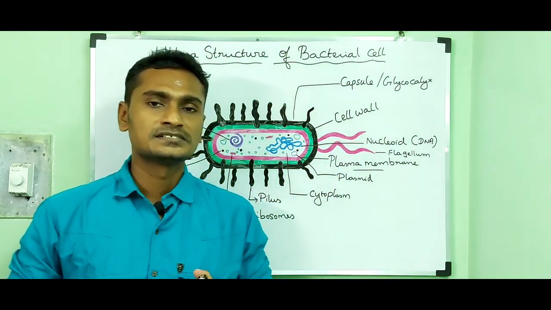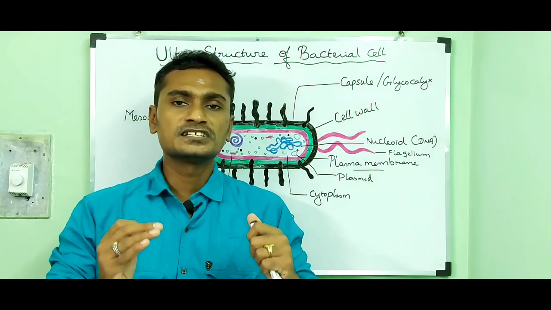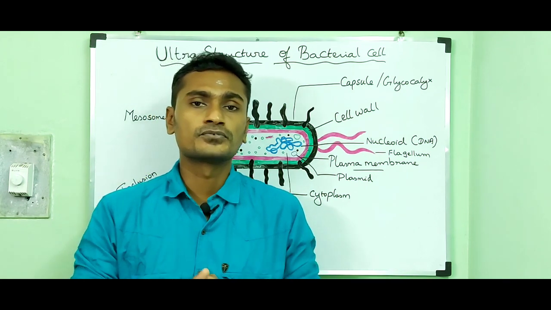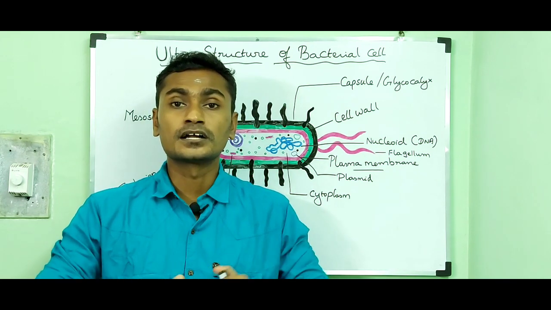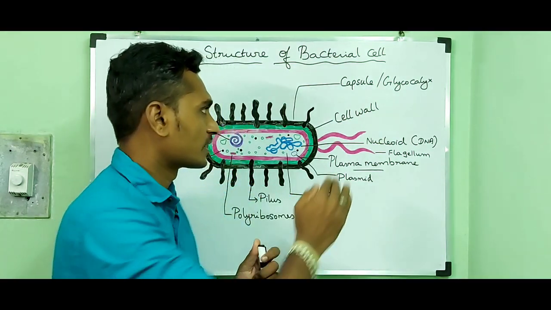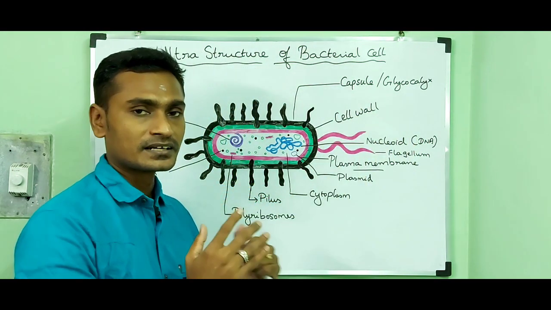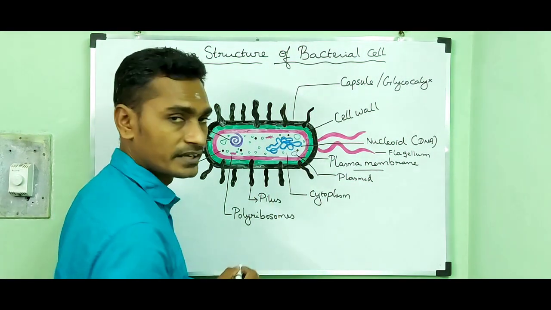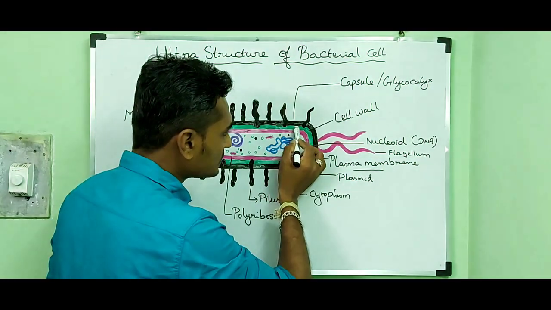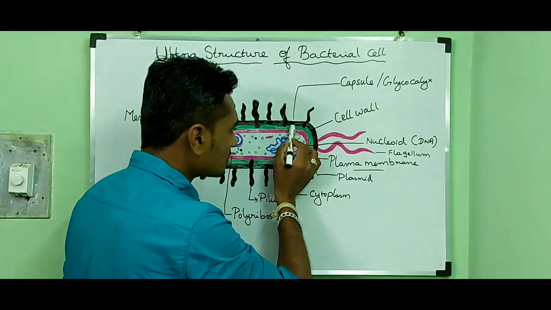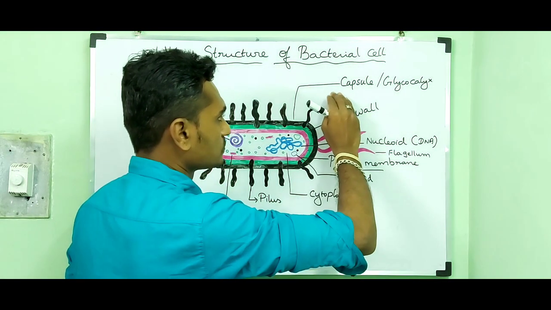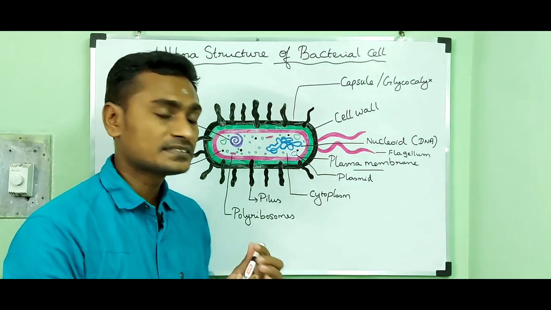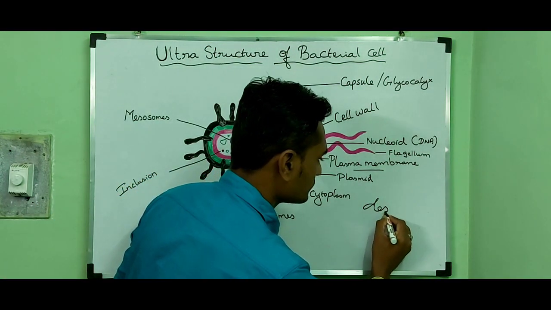Some bacteria are surrounded by gelatinous substance or mucilaginous substance which is made up of polypeptide or polysaccharide or both, and that layer is called glycocalyx. A thick layer of glycocalyx that is tightly bound to the cell wall is called the capsule. This capsule prevents the bacteria from desiccation.